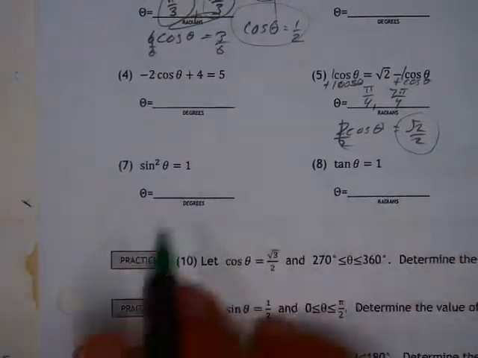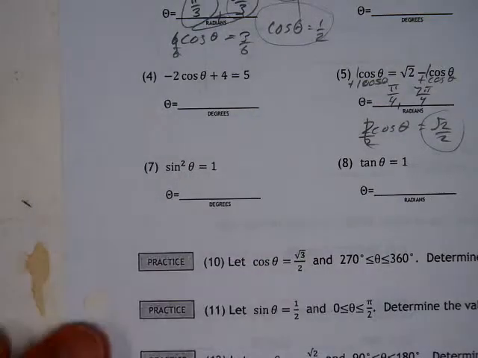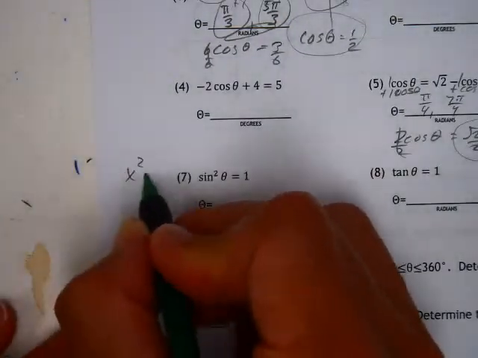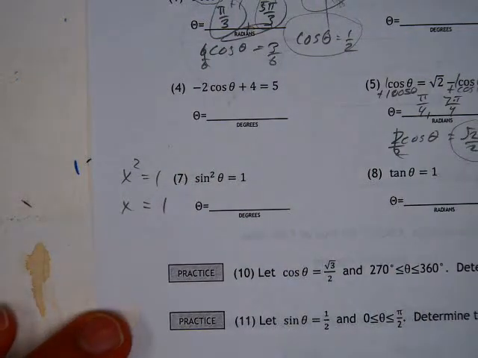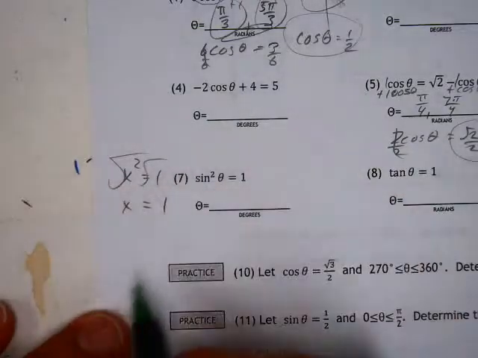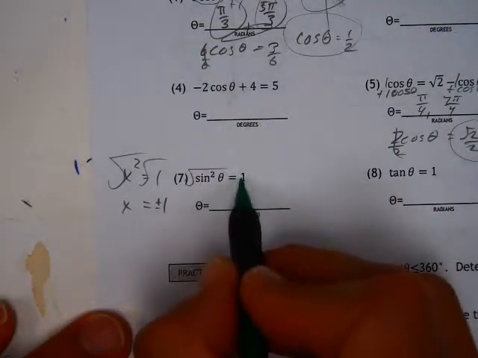These are kind of kooky. Something like sine squared equals 1. Well, I go back to this. What's x squared equals 1? You take the square root of both sides and you say x equals 1. Yeah, that's great. But don't forget, when you take the square root, you've got to consider the fact that it's a plus or minus. Same thing here.